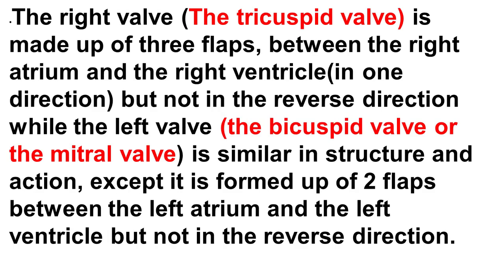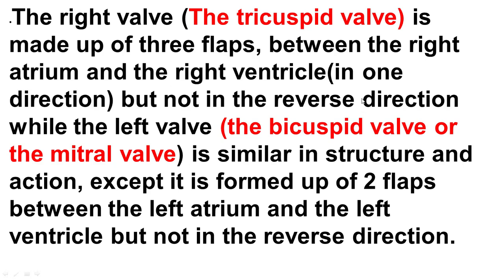The right valve, located between the right atrium, upper, and the right ventricle, lower, is named the tricuspid valve. It's made up of three flaps, three parts, and lets blood pass from the right atrium to the right ventricle in one direction, but not in the reverse direction. This is the work of all valves.